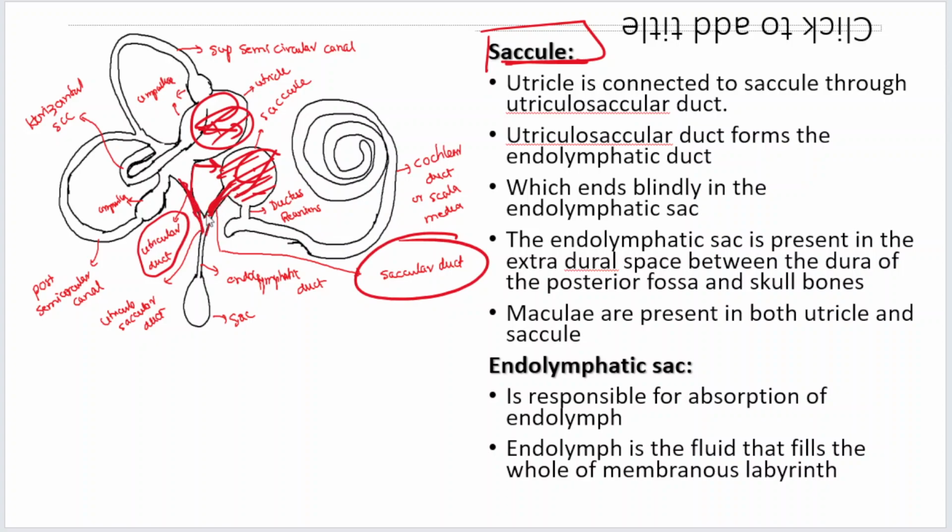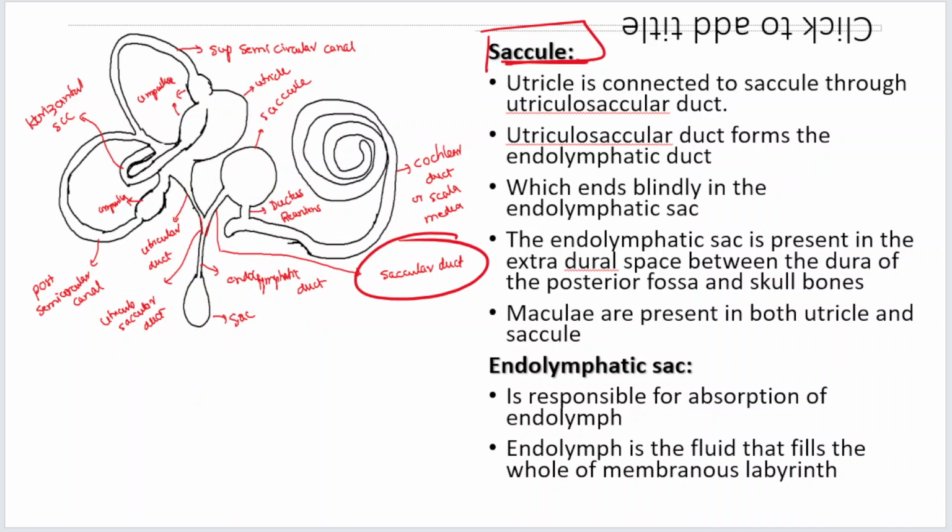They both join to form what is called the utriculosaccular duct, which continues forward to form what is called the endolymphatic duct, which continues forward to form the endolymphatic sac. Okay, endolymphatic sac is also another important part of this membranous labyrinth.